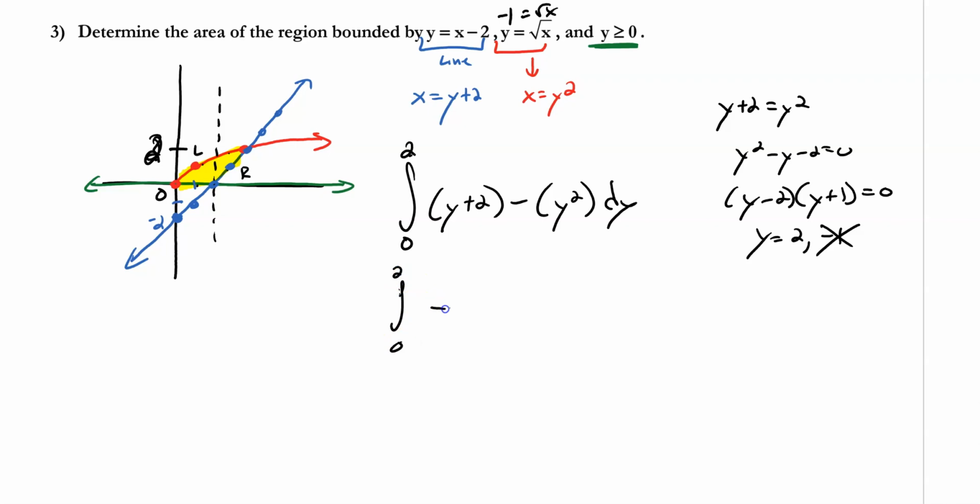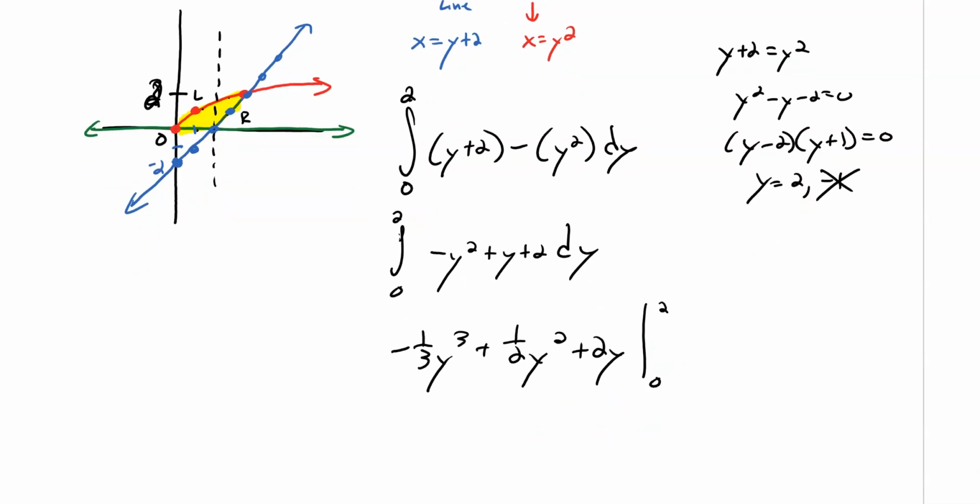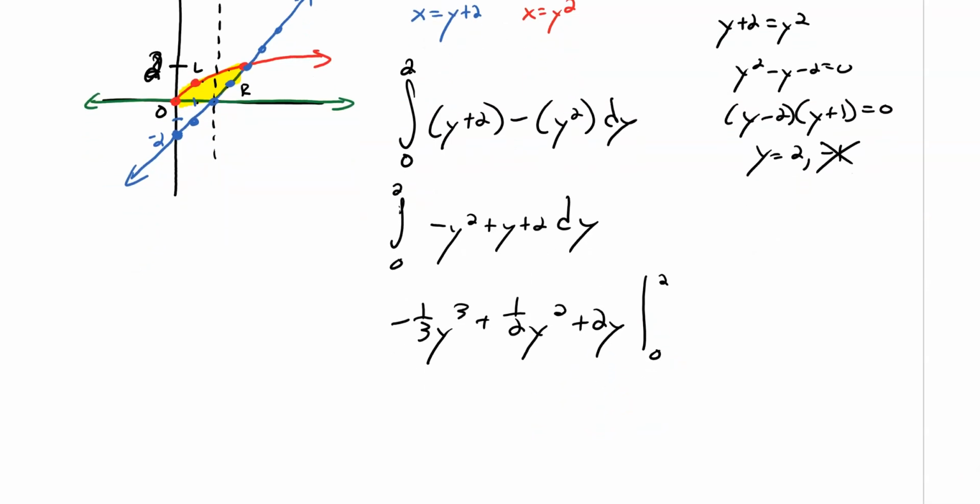And we might have negative y squared plus y plus 2 dy. And then we would find the antiderivative, apply the FTC, and we'd be good to go from there. Okay, so I'll kind of finish this, but not really fully finish it. So our antiderivative, and then you'd apply the FTC where you plug in the top, plug in the bottom, and then that is going to be your answer.